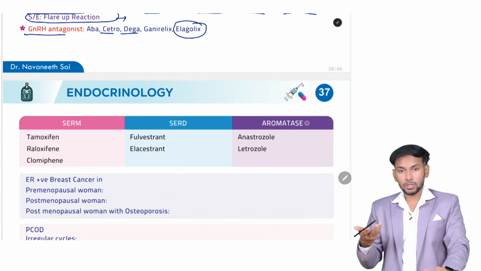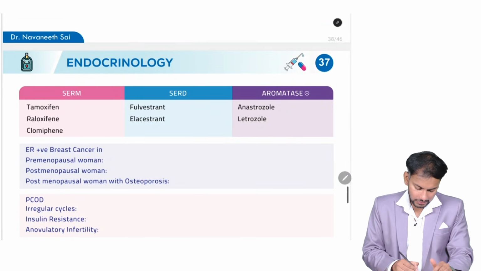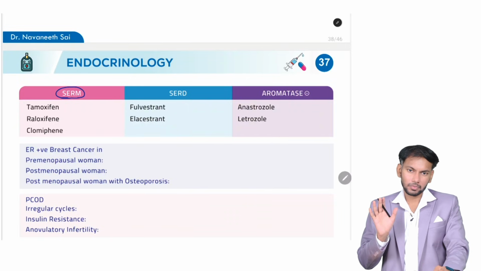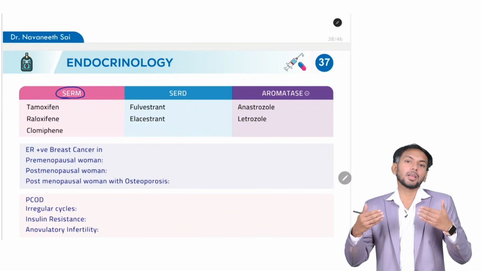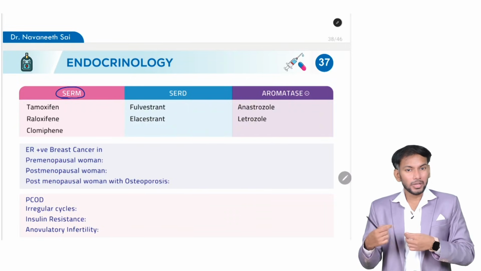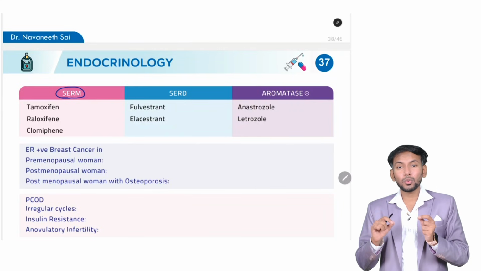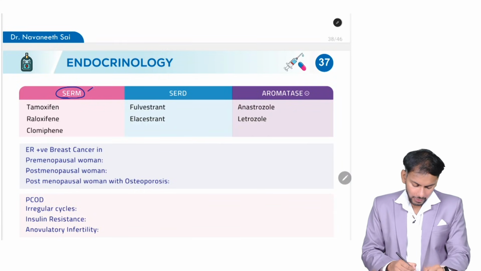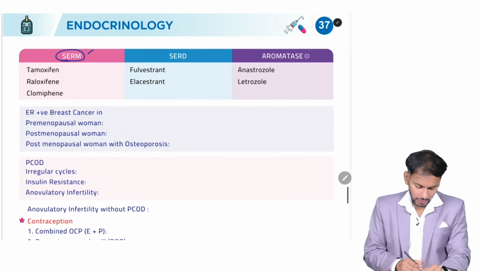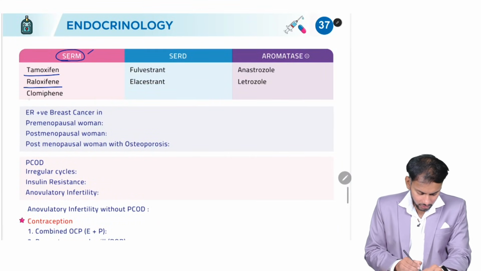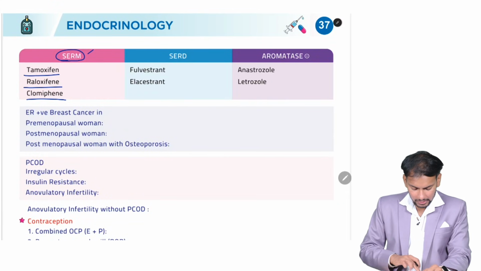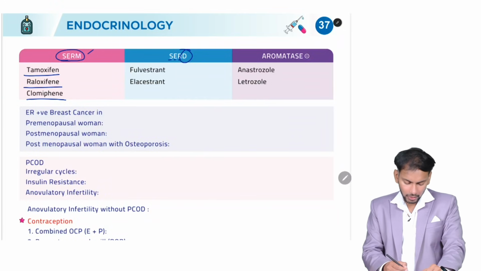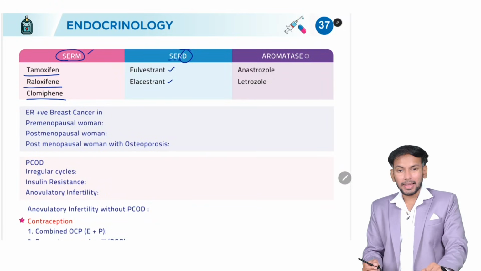Now coming to the estrogen compounds, we have something known as SERMs, selective estrogen receptor modulator. Estrogen receptors are present on many organs, and you want to increase or decrease the effect in certain organs. That is why we have made SERMs. In this I want you to remember tamoxifen, raloxifene and clomiphene. Next is SERD, selective estrogen receptor down regulator, that is fulvestrant and elacestrant.